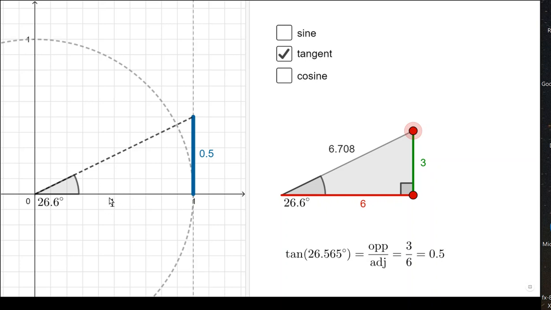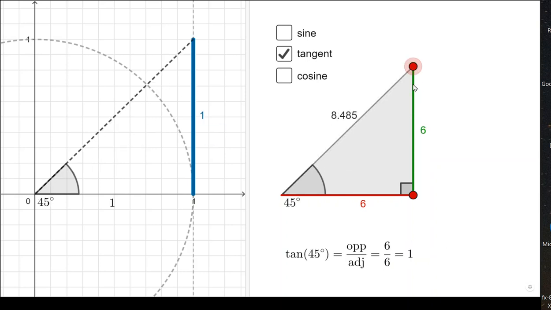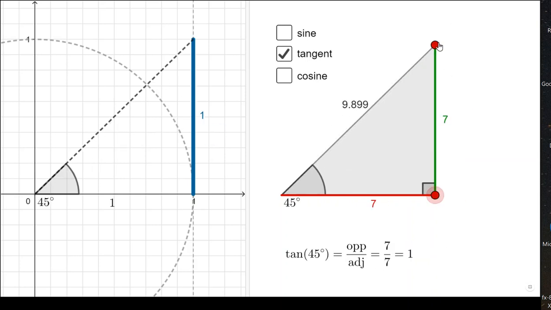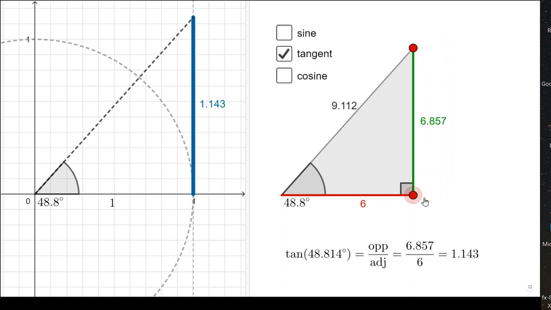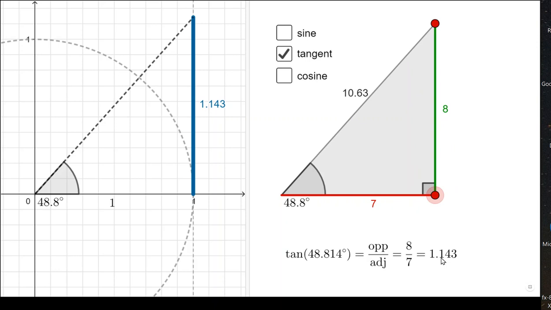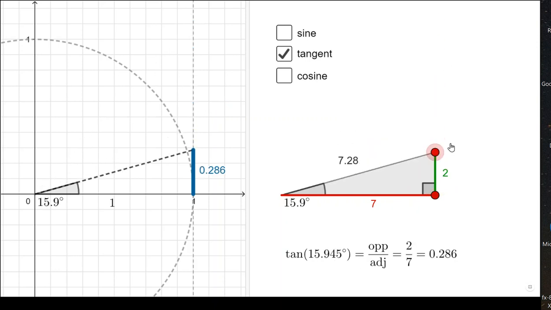Here our restriction is that 1 is the adjacent. So the interpretation of the tan is, of course, 3 divided by 6, or how many 6s fit in 3? How many adjacents fit on the opposite? That's what tan means. How many 7s fit in 8? 1.143. How many 7s fit in 2? 0.286. That's what the tan of 15.9 degrees means.